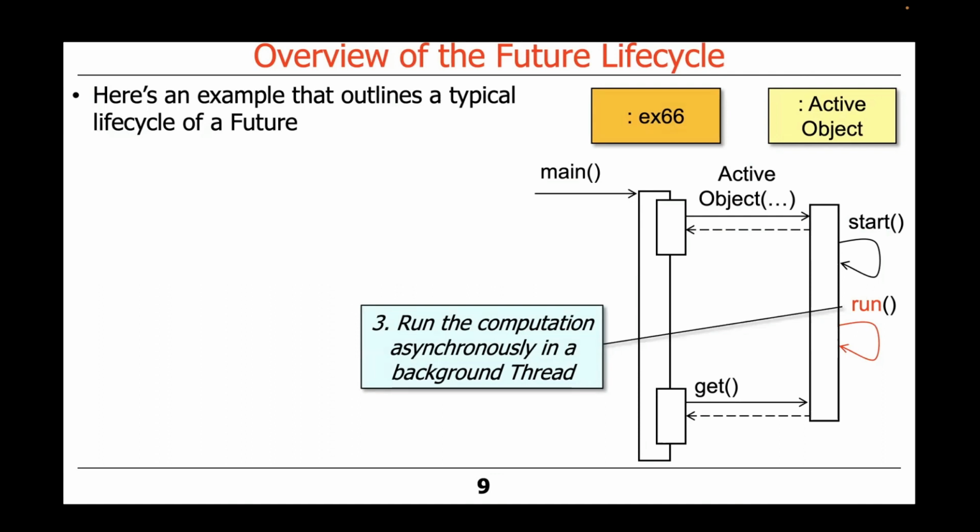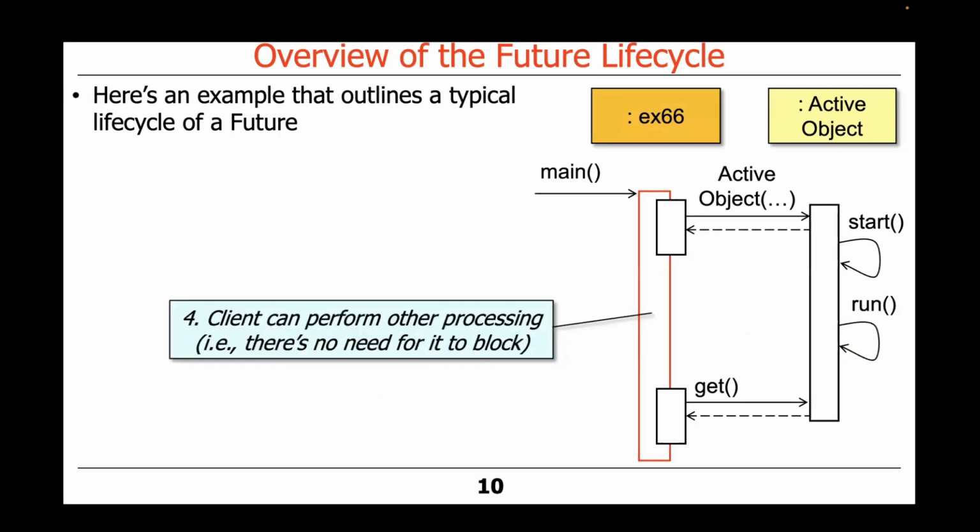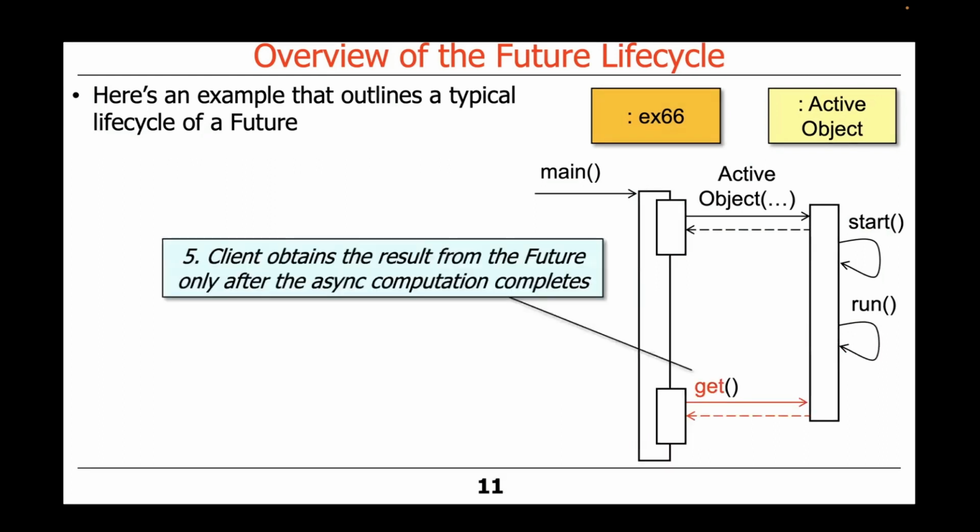So the calling thread sets the wheels in motion. The computation is running in the background. The client thread can go off and do other stuff if it wants to. There's no need for it to block immediately waiting for the results. At some point, the client is going to want the results. And so it's got a couple of different choices. We'll talk to those choices here in just a moment. But essentially, the client can use the future to obtain the results of the asynchronous computation once it's complete. So that's the typical life cycle of a future.